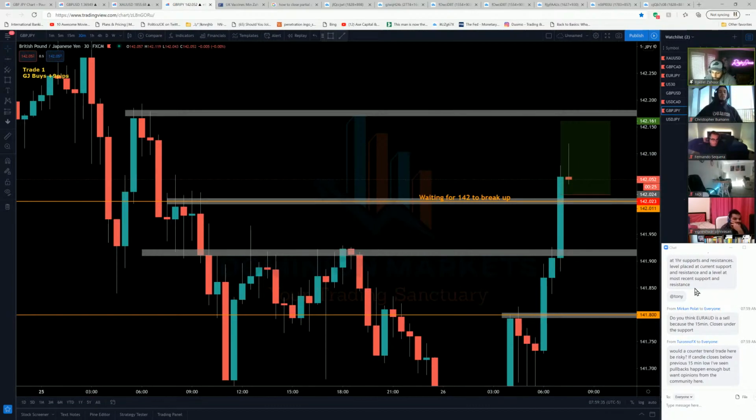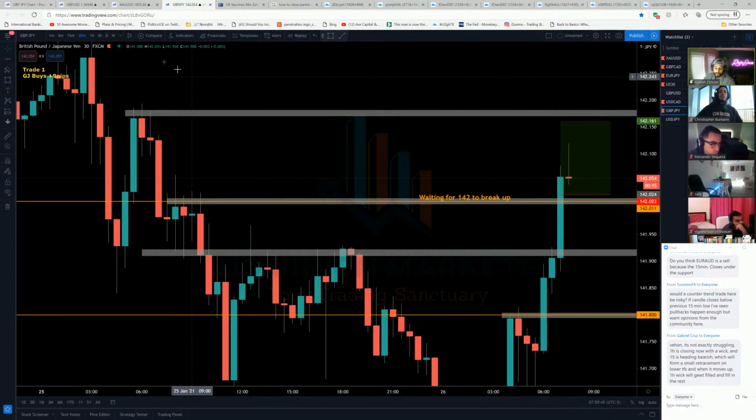Would a counter trend trade here be risky? If a candle closes below previous 15-minute low, I've seen pullbacks happen enough, but want opinions from the rest of the community. Yeah, I think if we come below 142, that's going to be a better idea to take that counter trend trade. If we come below 142, but if we stay above 142, then basically no sells at that point.